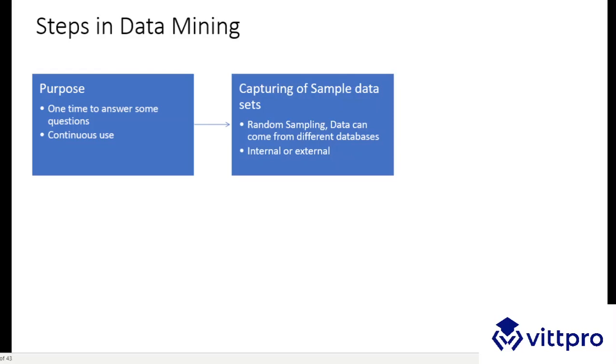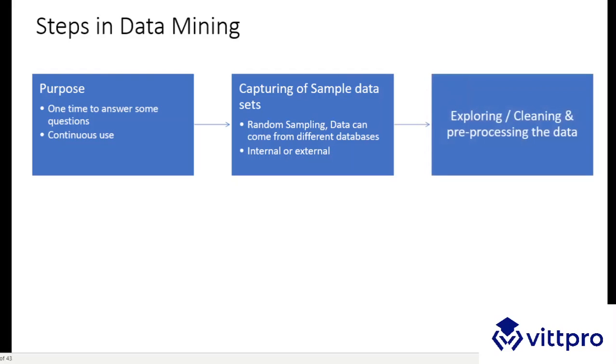So they are random sampling. Data can come from different databases. It can be internal or external. Usually the data mining happens only with about 10,000 rows of data. If you put it in Excel, then about 10,000 rows are just about sufficient for doing the data mining. You don't need more than that. Then you do the exploring and cleaning of the data, meaning identify the noise, as I explained earlier. Then you remove the missing data or fill up the missing data.